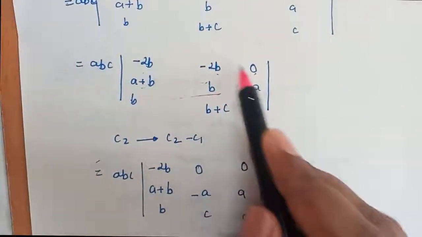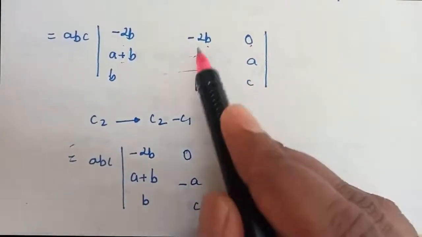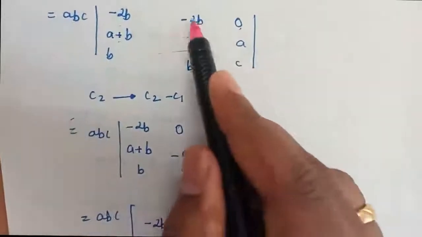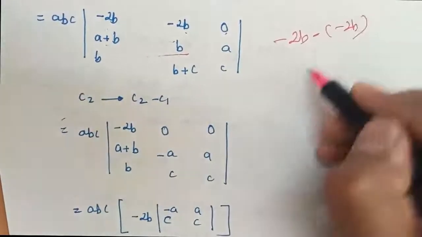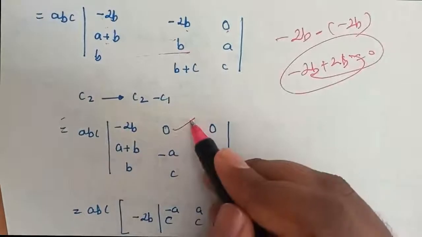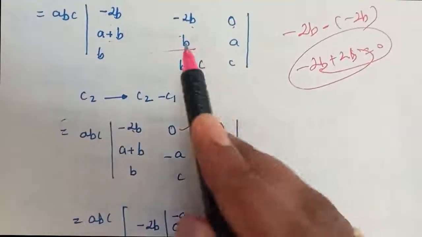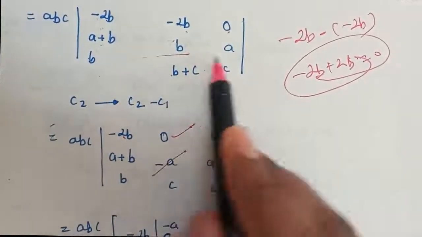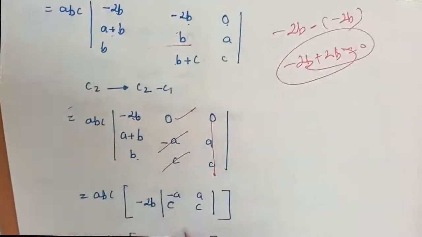Since to expand this one I have to convert that into a simple determinant, that means the most number of zeros should be there. So I will change c2 as c2 minus c1. If I subtract this, this element will become 0, because minus 2b minus of minus 2b, so it will become minus 2b plus 2b, 0. So I will get 0 here. This minus 2b will be as it is. Now this minus this, b minus b cancel, so minus a will be here. B plus c minus b, so b and b cancel, will be plus c here, and this column will be as it is.